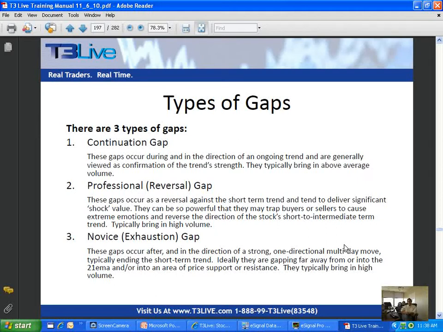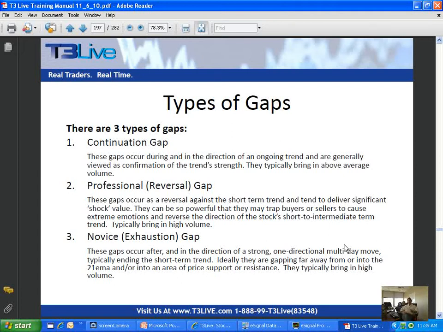Professional gaps, or what we call reversal gaps, occur as a reversal against the trend and tend to deliver significant shock value. They can be so powerful that they may trap buyers or sellers, cause extreme emotions, and reverse in the direction of the stock's short to intermediate term trend. Typically, they bring in high volume.